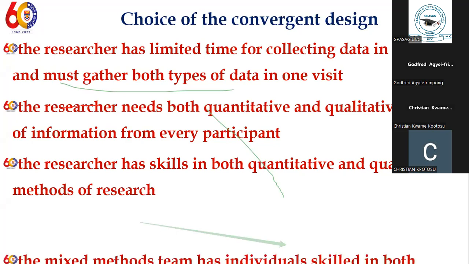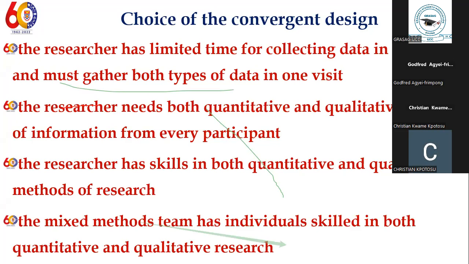And then another one, the mixed methods team has individuals skilled in both quantitative and qualitative research. So not like me, where I am doing my research alone. Sometimes you will see that departments do their research in teams. So in some of these teams, there are people that are good, much skills in qualitative, and there are people that have much skills in quantitative. So as you go for your data collection, you will see some people are collecting the quantitative data while others are collecting the qualitative data. In this case, you collect your two kinds of data together and you go your way.